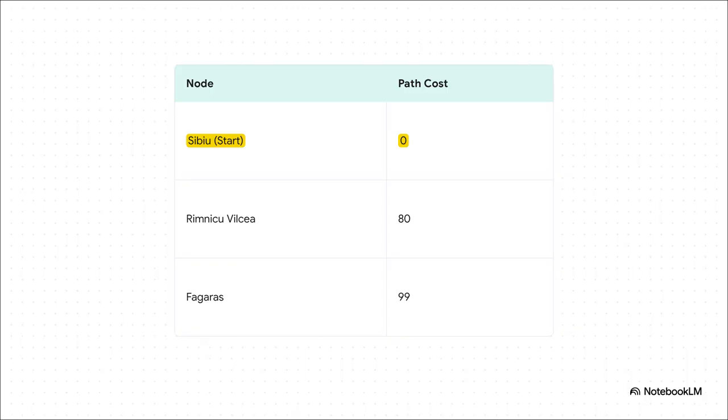All right, step one. We're at the starting line, Sibiu, which obviously has a cost of 0. From here, we've got two choices. We can drive to Râmnicu Vâlcea for a cost of 80, or head over to Făgăraș for a cost of 99. Now remember the rule, always expand the cheapest node. So what's it going to be? Yep, Râmnicu Vâlcea at a cost of 80 is our next stop.